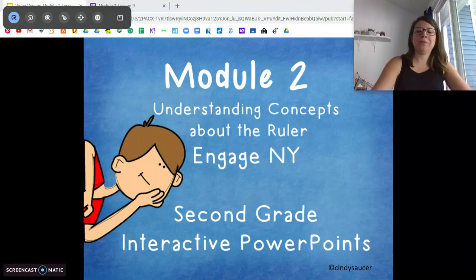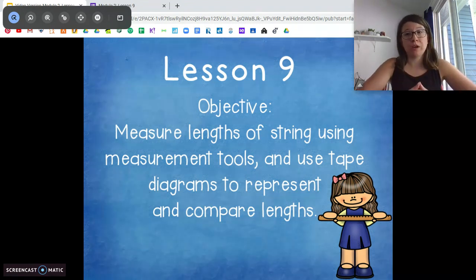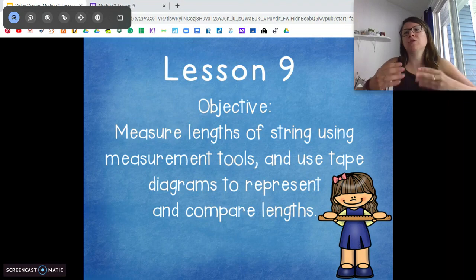Crazy, you're doing awesome. Okay, so our objective for today is to measure lengths of string using measurement tools and use tape diagrams, like we've been drawing in our word problems, to represent and compare lengths. So that's going to help us a lot when we work on figuring out a shorter length versus a longer length and how much shorter and how much longer, and so on and so forth.